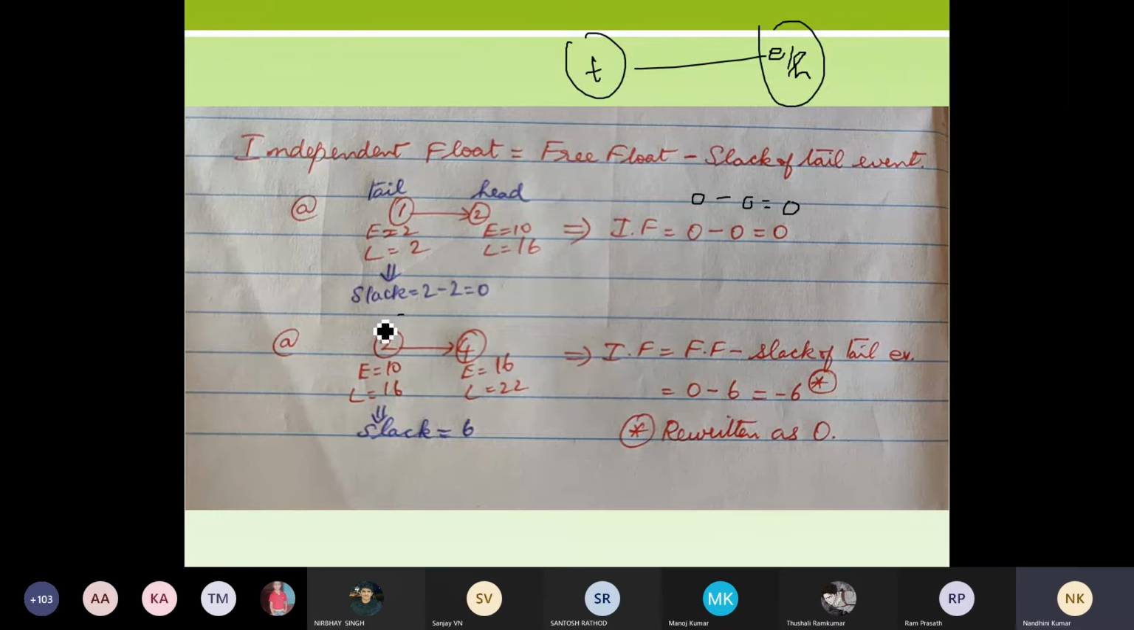For my slack of tail event, this is my tail portion. For my tail portion, it is 16 minus 10 gives me 6. So I am putting it as free float minus slack of tail. 0 minus 6 gives me minus 6. In that location, my duration cannot be written in negative values. For that reason, I'm just rewriting it as 0. That's in no way going to affect my duration there, but I'm just giving it as 0.